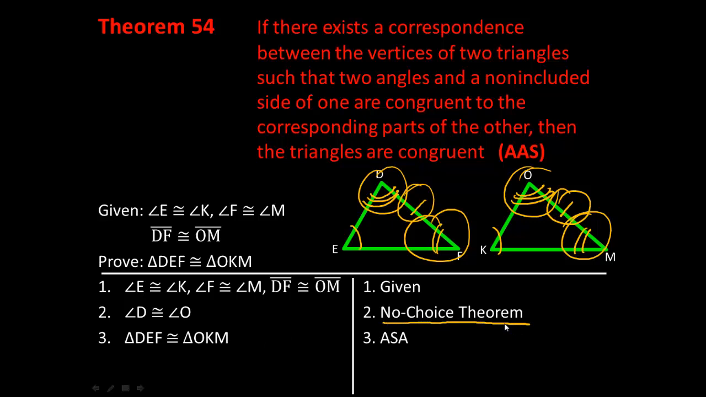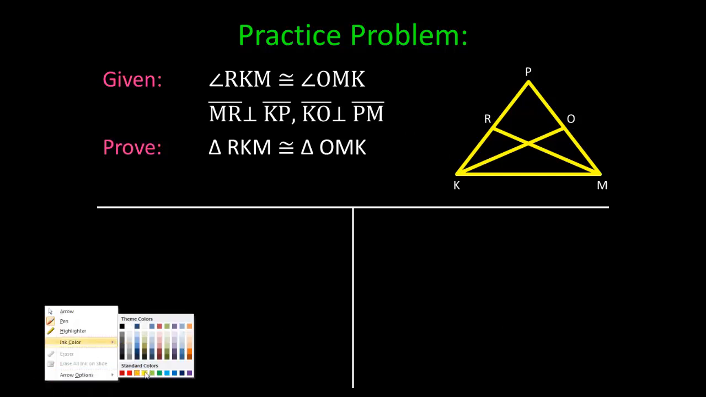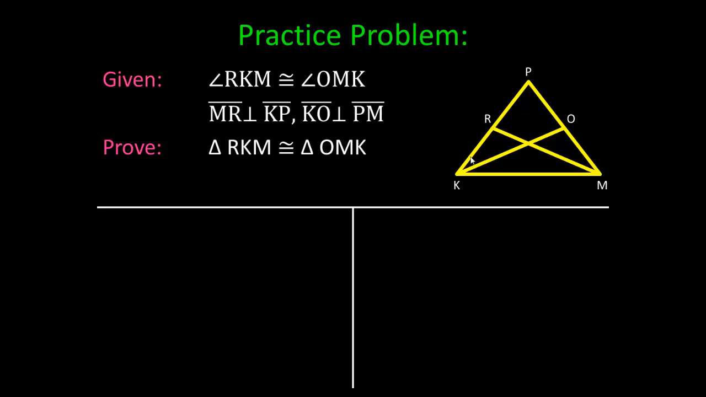All right, so those are the only two theorems that you have to learn today. So let's go ahead and apply that here and see how that would help us with this. So we are given angle RKM, and let me change the color here so that it doesn't get too confusing. Blue looks good. Angle RKM is congruent to angle OMK, and we know that MR is perpendicular to KP, and that KO is perpendicular to PM. So what that does, that tells us that these are 90-degree angles.